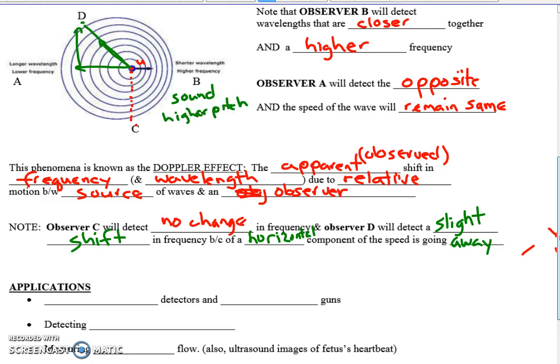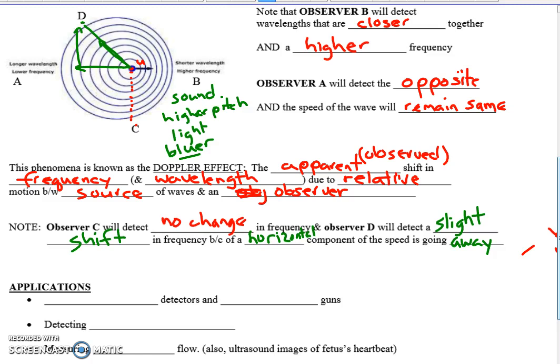That you should have seen that. And for light, that is towards the blue end of the spectrum. All right, so light will appear bluer if it's coming at you, because blue is a higher frequency form of light, or a shorter wavelength.